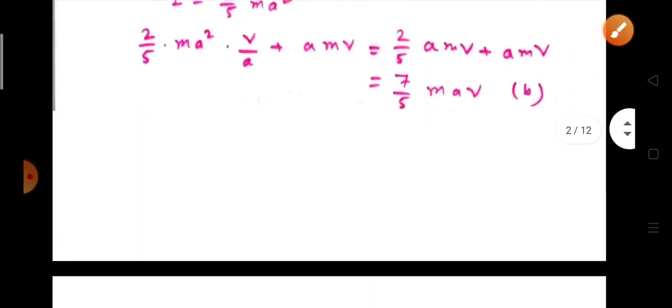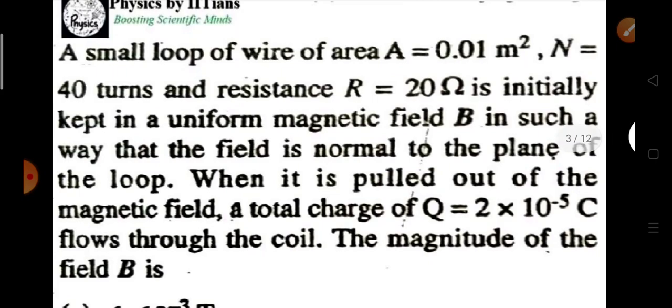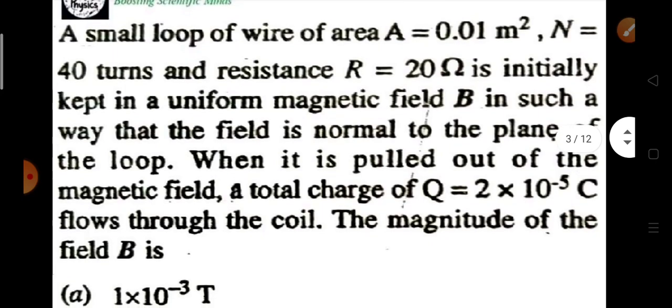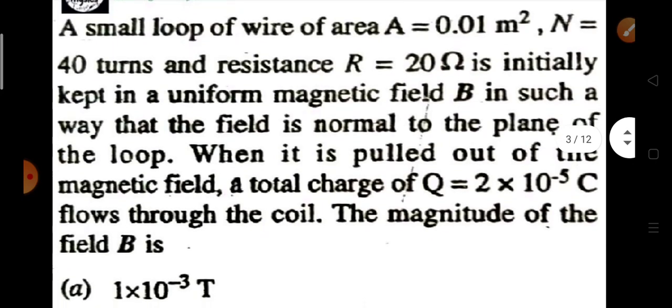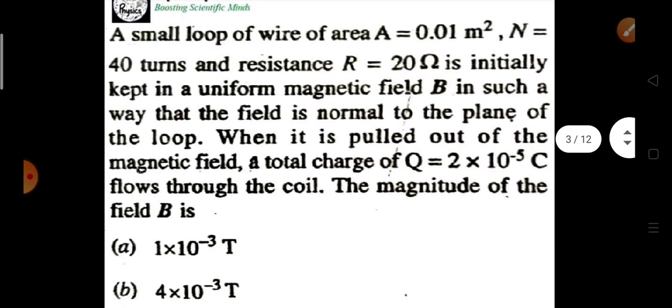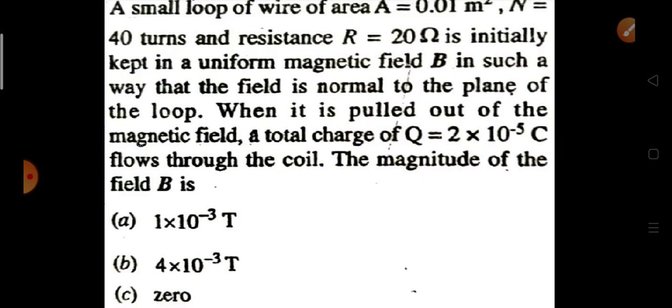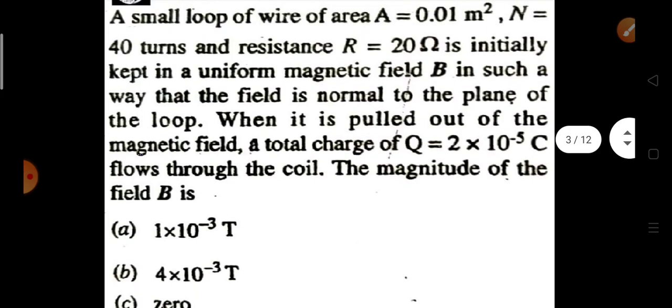Okay. Now come to the next question. A small loop of wire of area A equals 0.01 meter squared and N equals 40 turns and resistance R equals 20 ohm is initially kept in a uniform magnetic field B in such a way that the field is normal to the plane of the loop. When it is pulled out of the magnetic field, a total charge Q, that is 2 into 10 to the power minus 5 coulomb, flows through the coil. The magnitude of the field is how much?